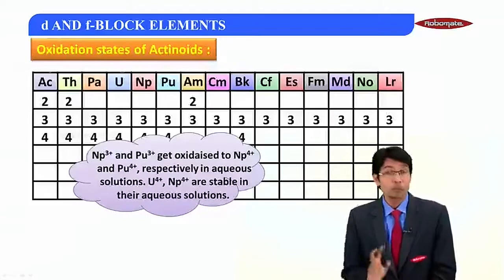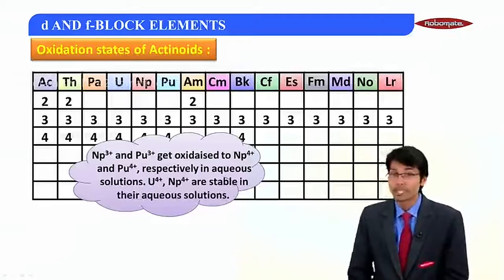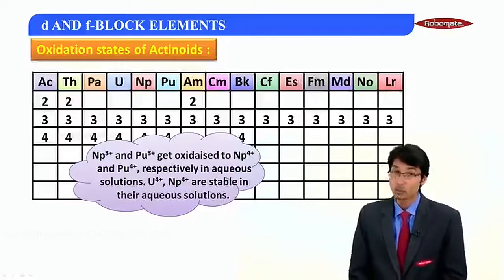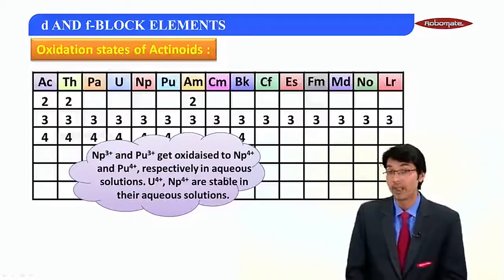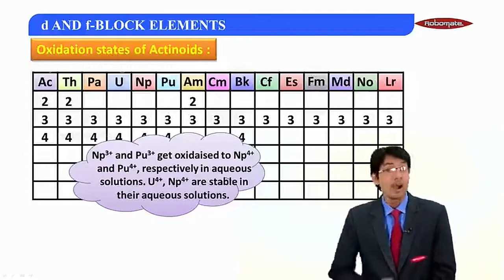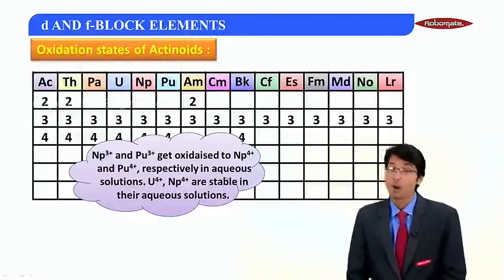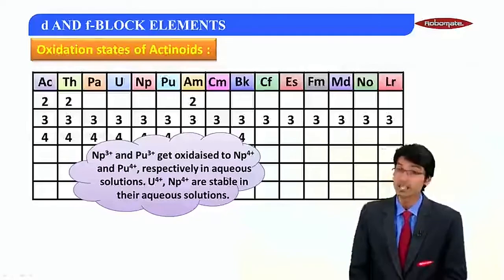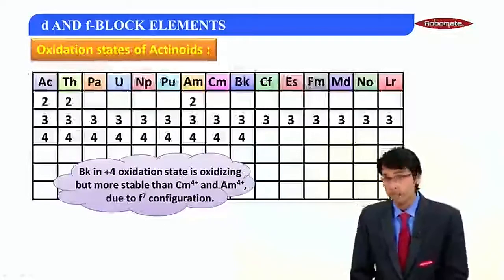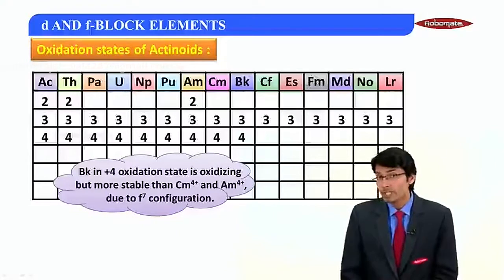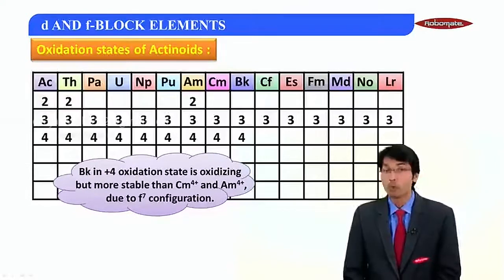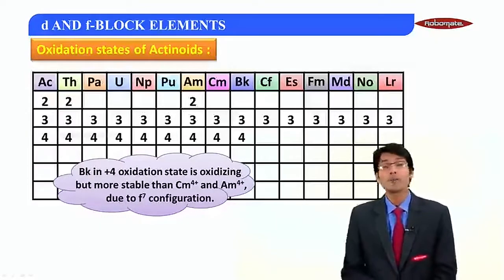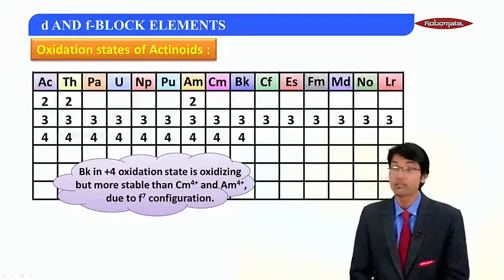Now neptunium 3+ and plutonium 3+ get oxidized to neptunium 4+ and plutonium 4+. I told you an element in a lower oxidation state acts as a reducing agent, and an element in a higher oxidation state acts as an oxidizing agent. So europium 4+ and neptunium 4+ are very stable as they act as oxidizing agents, but berkelium in +4 oxidation state is an oxidizing agent, yet it is more stable than curium 4+ and americium 4+. This is due to the half-filled f orbital configuration, that is the f7 configuration.